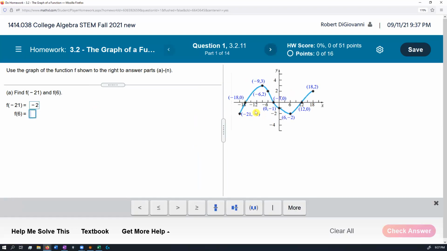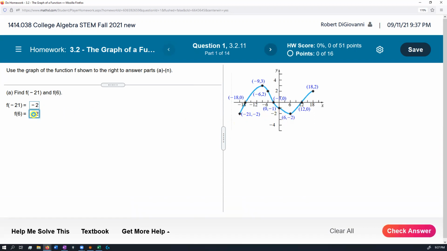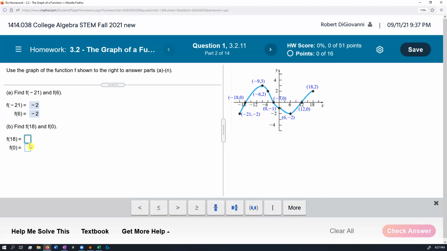And when you plug in 6, here's the x-coordinate 6, you also get negative 2. Now they want to know 18 and 0. So if you plug in 18, you get 2. You plug in 0, you get negative 1. So 2 and negative 1.